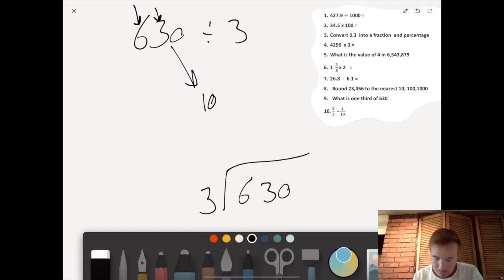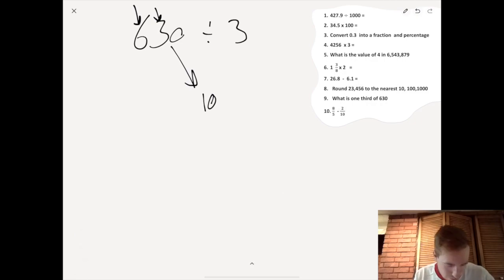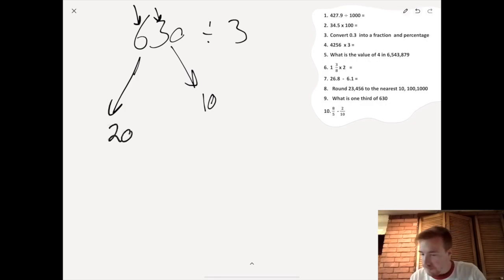Okay, but again, if you needed the bus stop method for that one, fair enough. I don't think that you do. I think it's much too easy to bother with even drawing the bus stop. You have to stay socially distanced on the buses anyway, I suppose, wouldn't you? 630 divided by 3, 600 divided by 3 is 200, so it's 210.